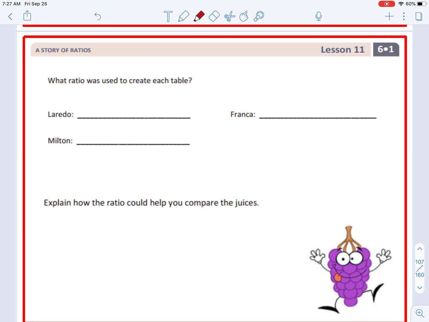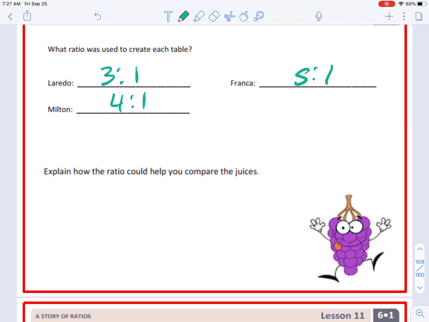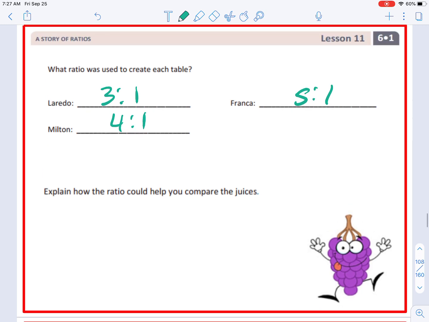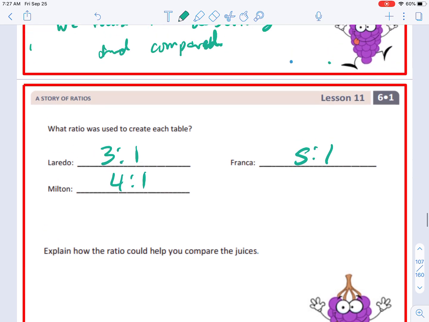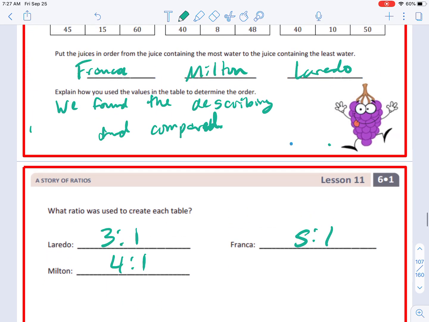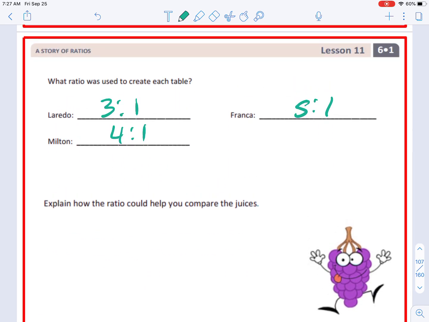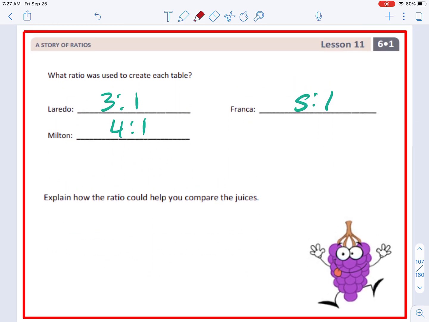So, what ratio was used to create each table? Like we had, Laredo was 3 to 1, Franca was 5 to 1, and Milton was 4 to 1. And explain how the ratio could help you compare the juices. All we were worried about here is who had the most water. So obviously Laredo's going to be the strongest because he has the least amount of water.